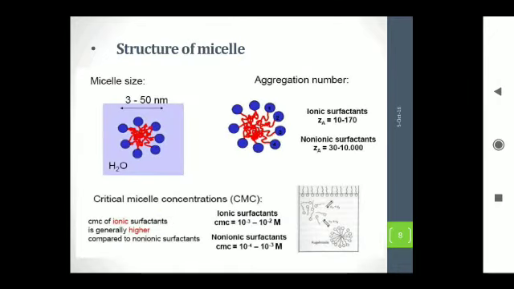Coming to the structure of micelles, micelles are small in size, 3 to 50 nanometers. The aggregation number is 10 to 170 for ionic surfactants, and for non-ionic surfactants it is 30 to 10,000.